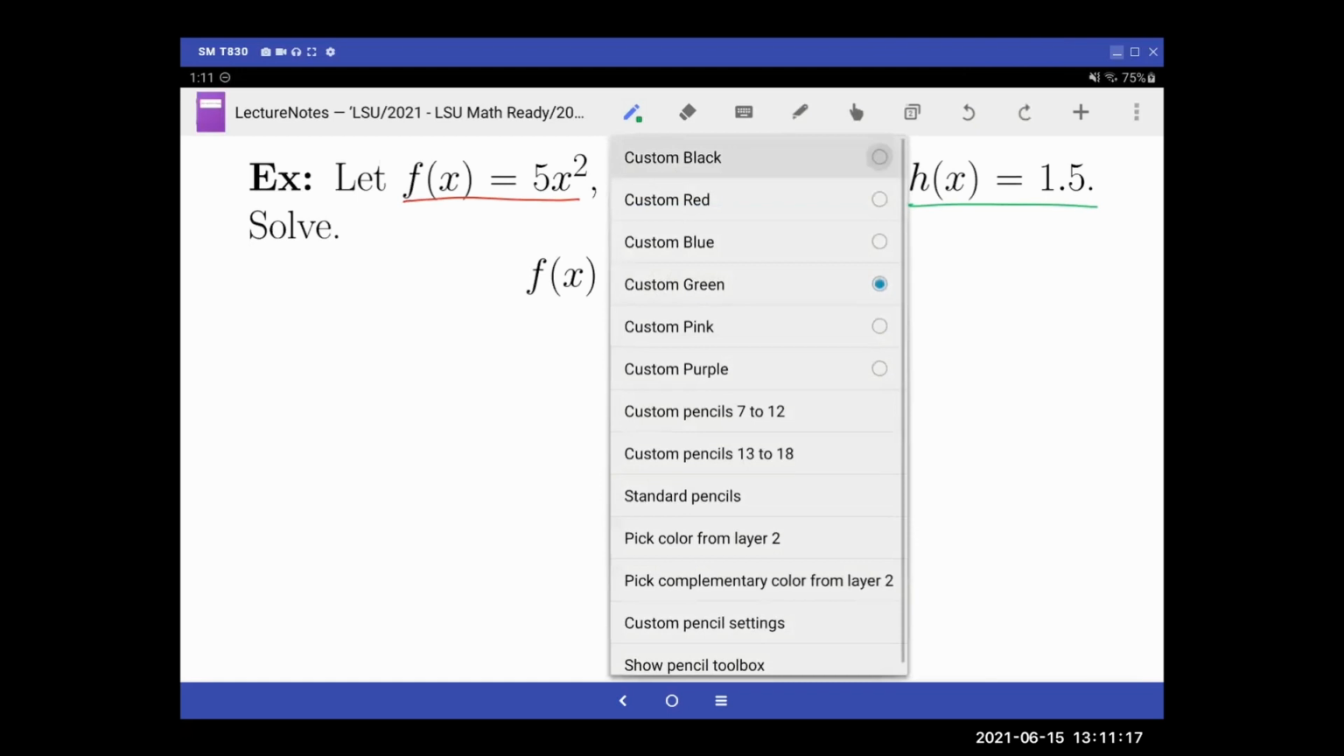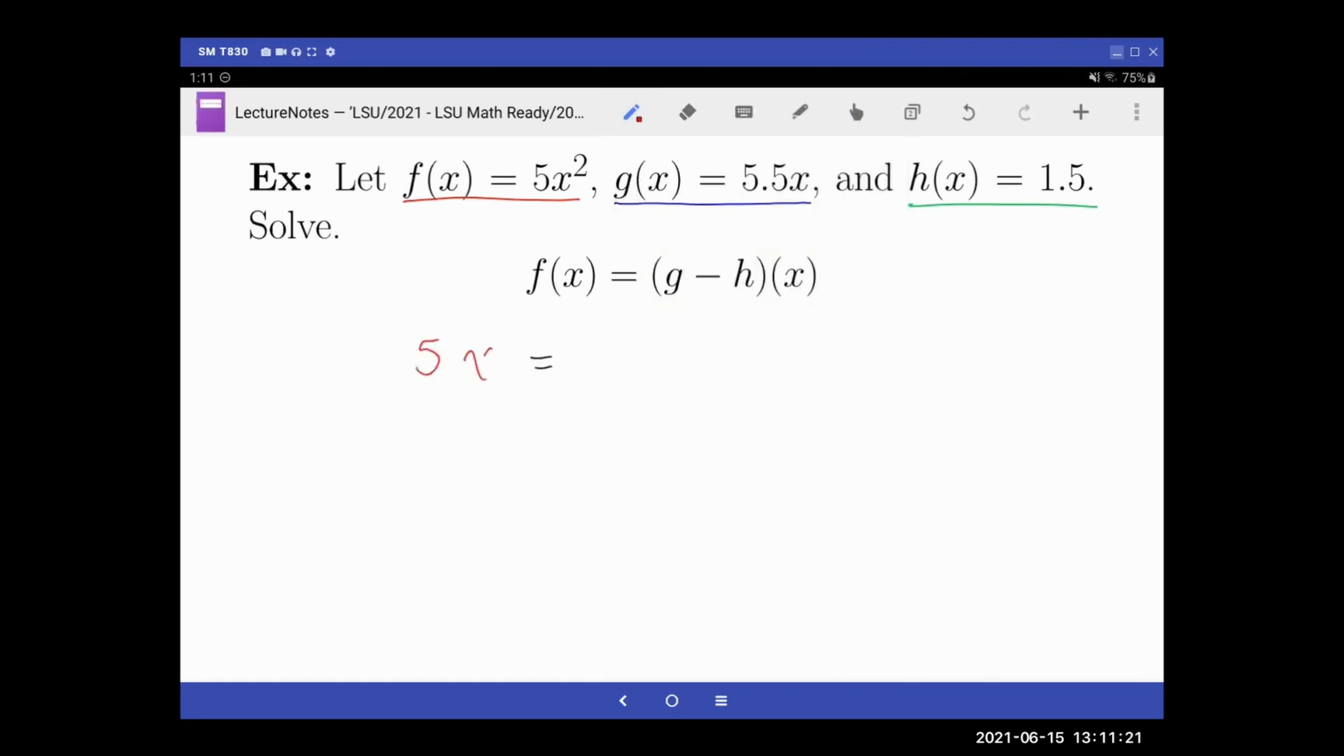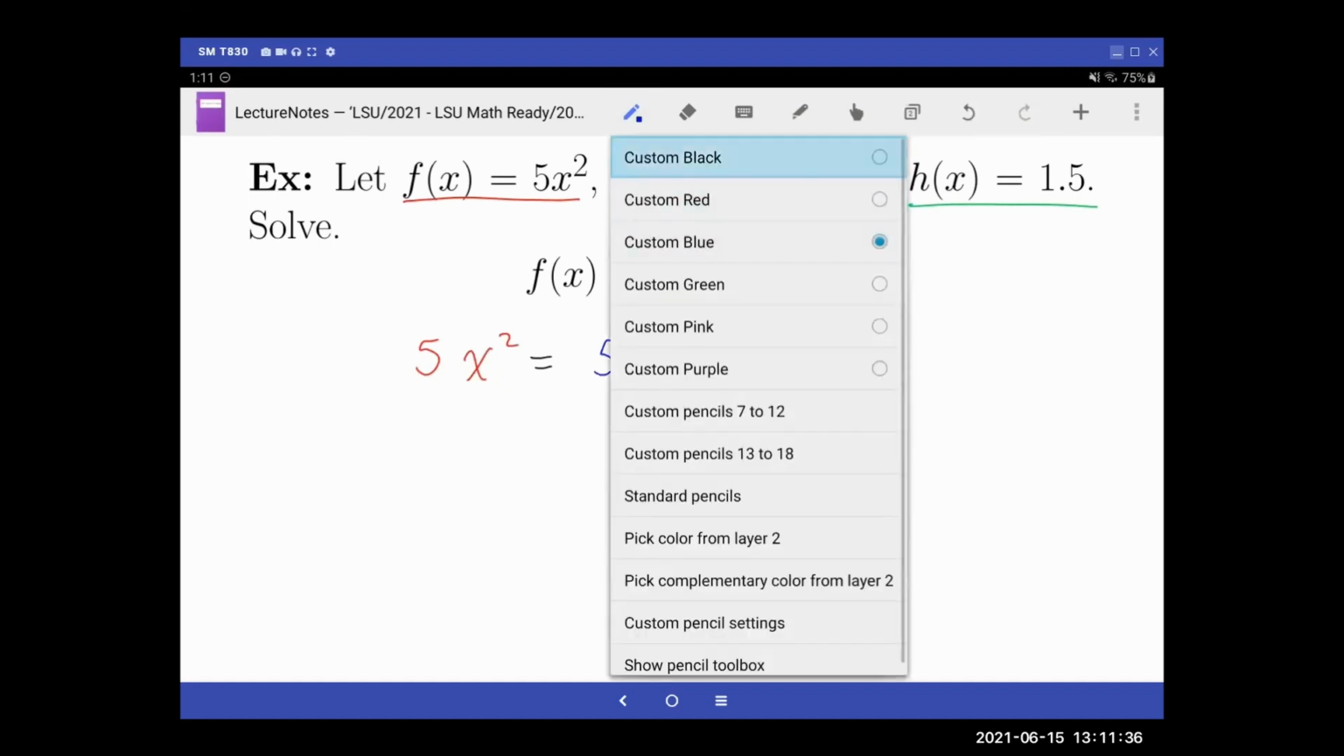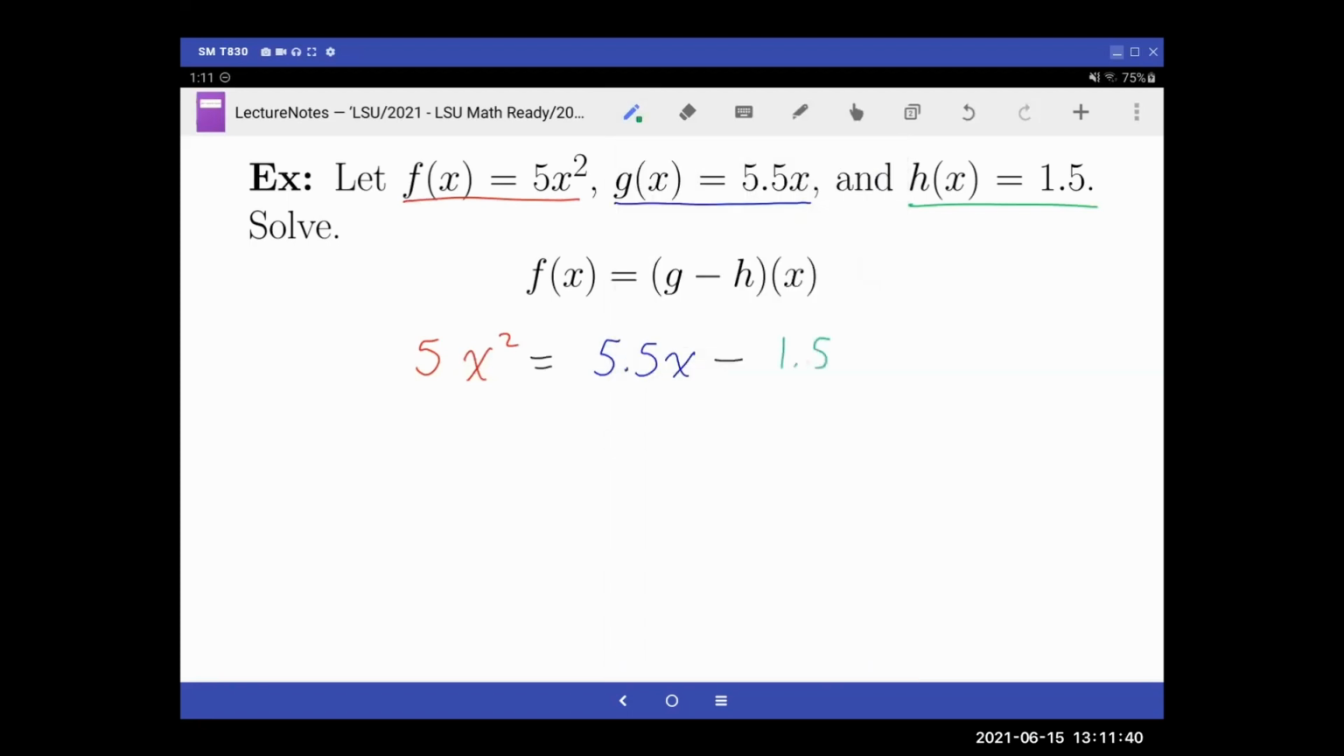So let's write it out. F of x is on the left side, and it's 5x squared. And then this right here means g of x minus h of x. G of x is 5.5x minus h of x, which is 1.5. Okay, this is what I'm trying to solve.